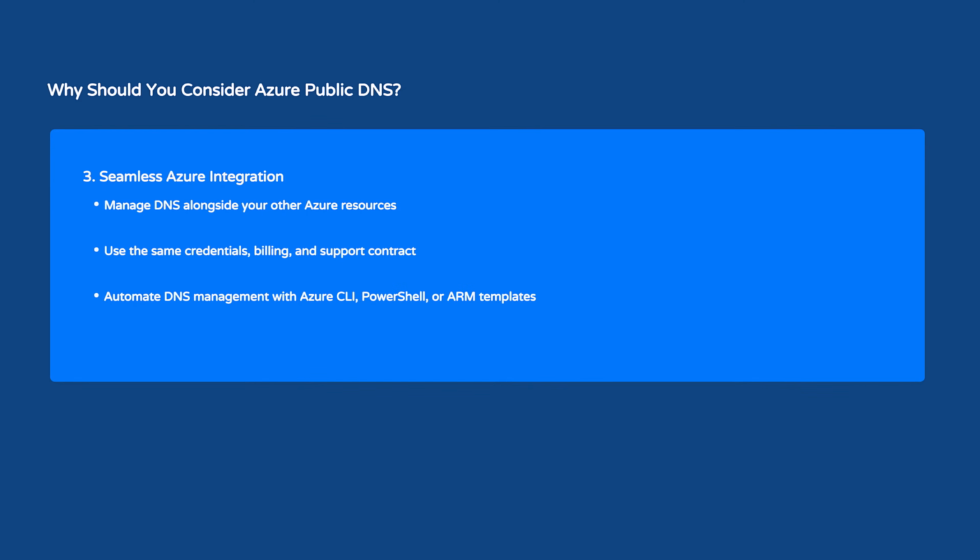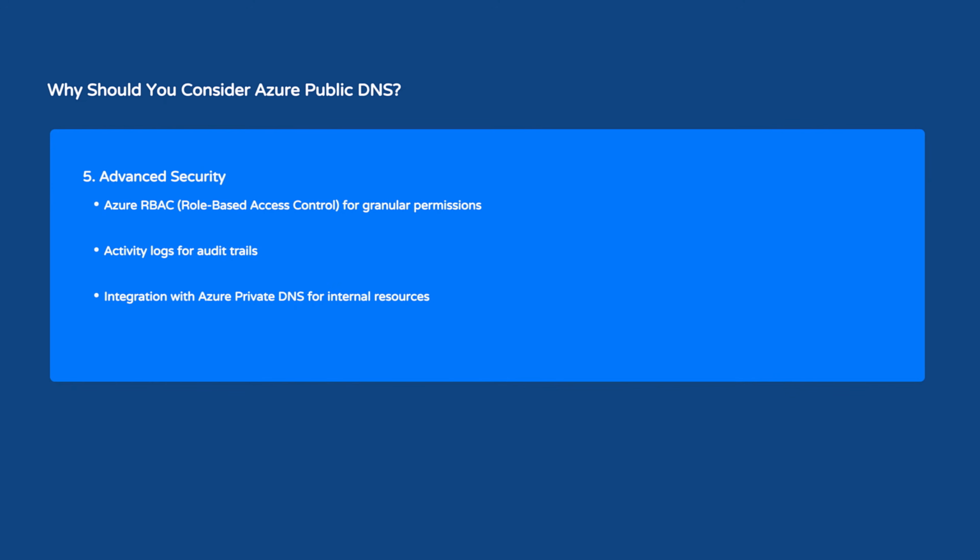Seamless Azure integration. Manage DNS alongside your other Azure resources. Use the same credentials, billing, and support contract. Automate DNS management with Azure CLI, PowerShell or ARM templates, which is a very important point. Cost effective. Pay only for DNS zones and query volume. The first 25 hosted zones are very affordable, with no hidden fees or premium tier requirements. Advanced security. Azure RBAC, role-based access control, for granular permissions. Activity logs for audit trails, and integration with Azure Private DNS for internal resources.